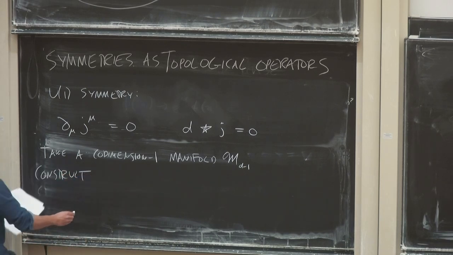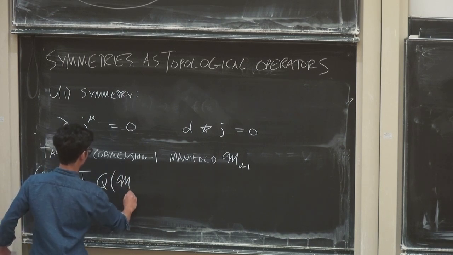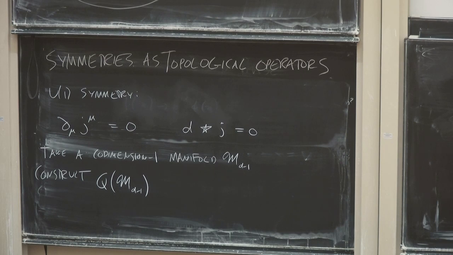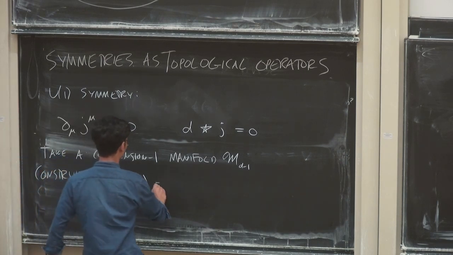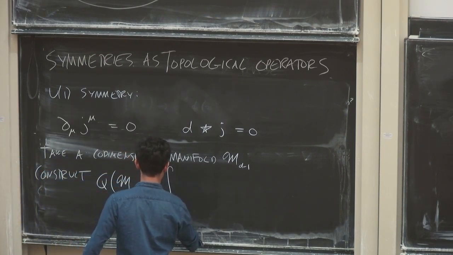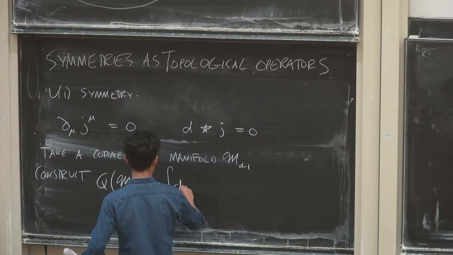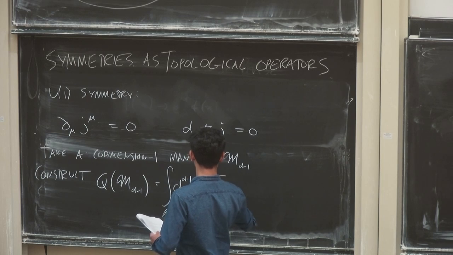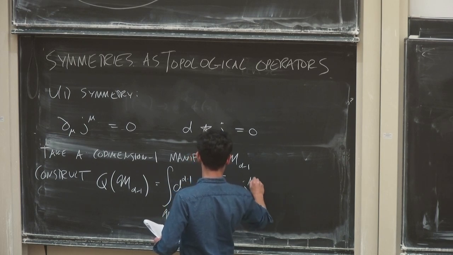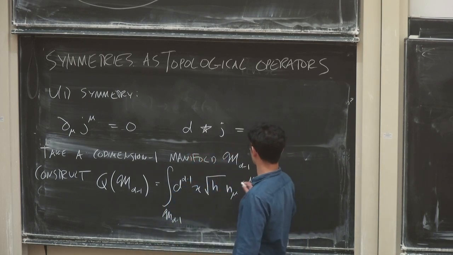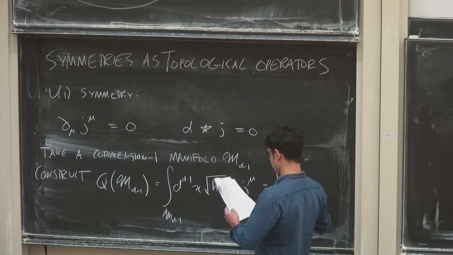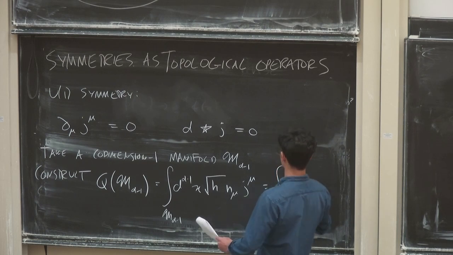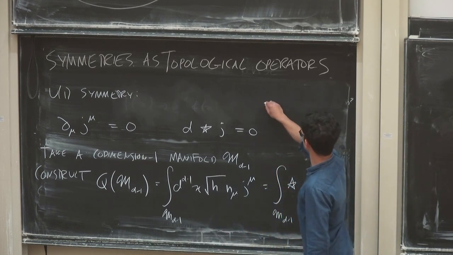So construct Q. Q depends on M. It depends on my choice of manifold. And it's defined in the following way. I'm going to first write it in human notation and then in form notation. I'll draw a picture in a second. So what's happening here?